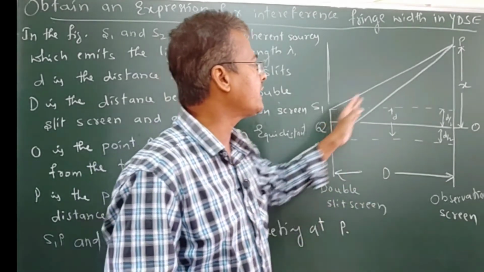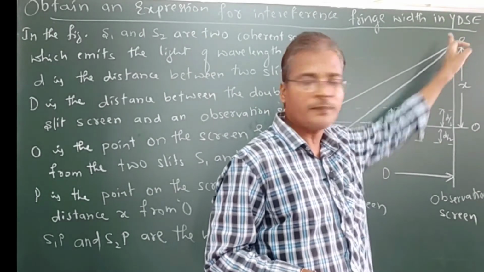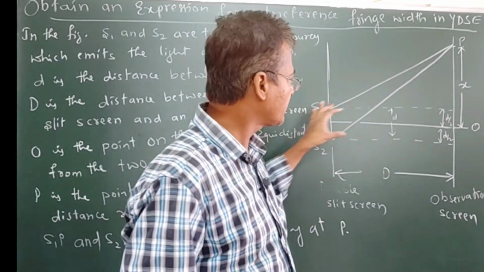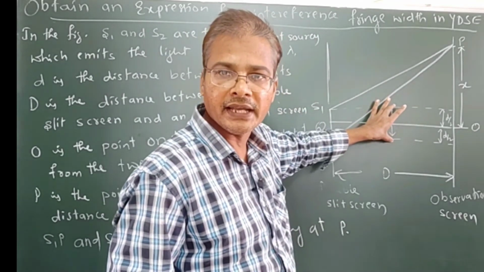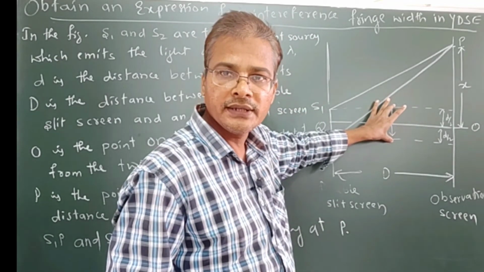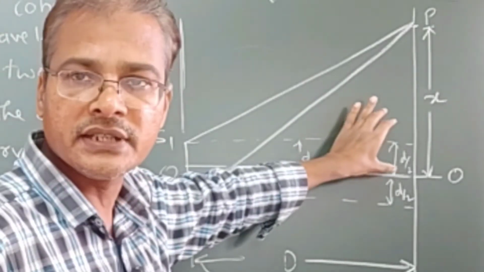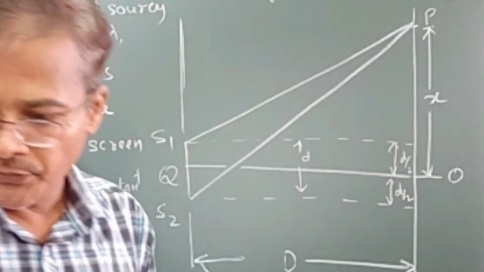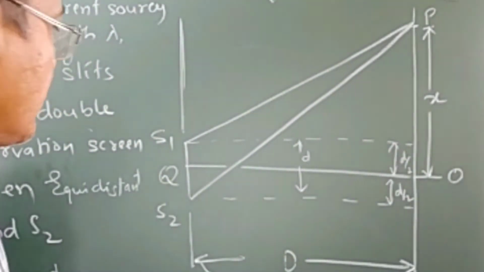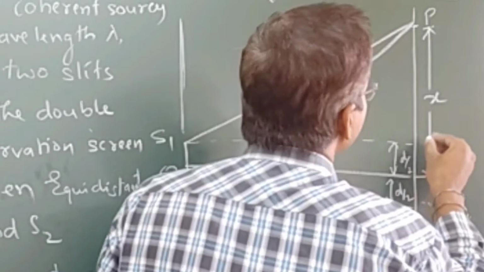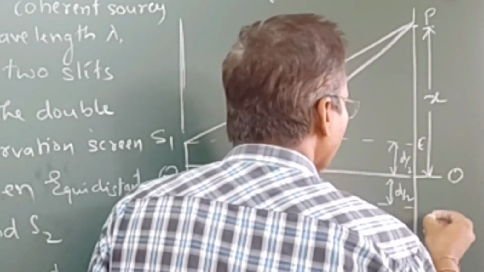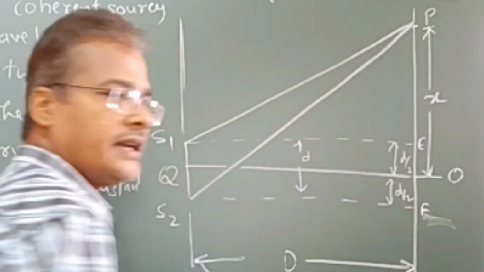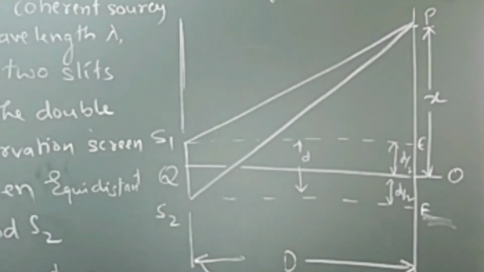Because of that, the P point is the observation point, and O is also an observation point, at the center of the slits. The slit separation we are taking as d, and half of it is d/2 on each side. We take these two points as E and F, the two points we are considering.